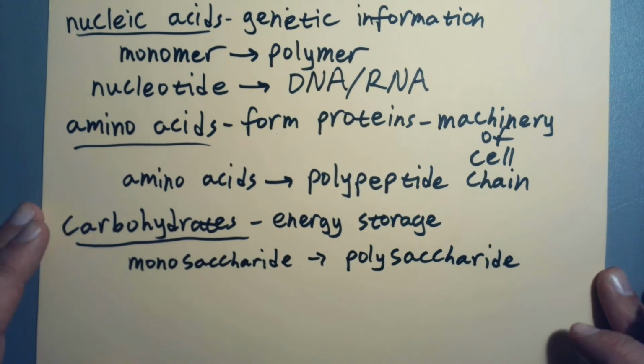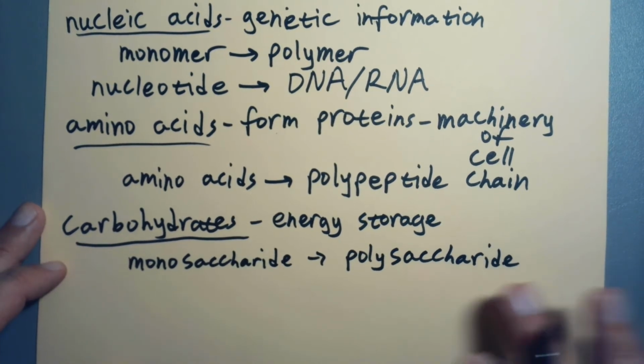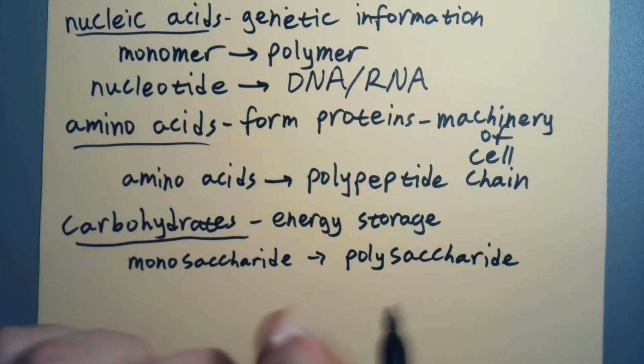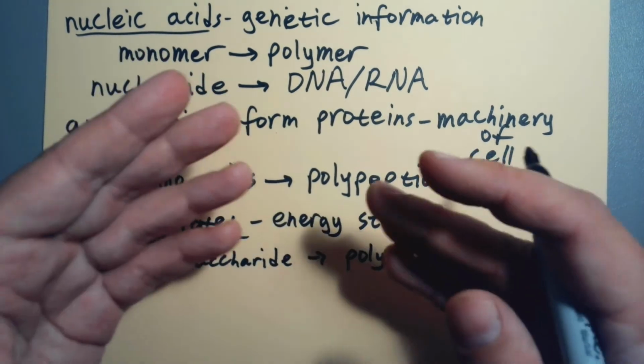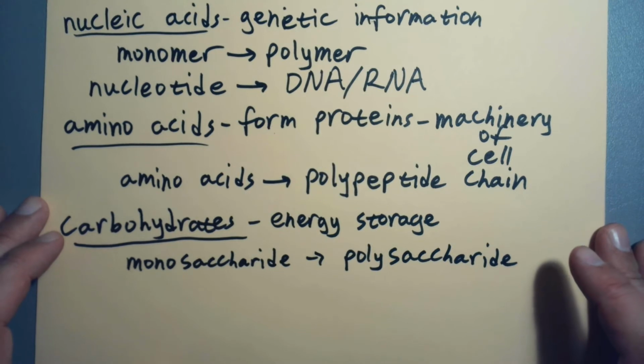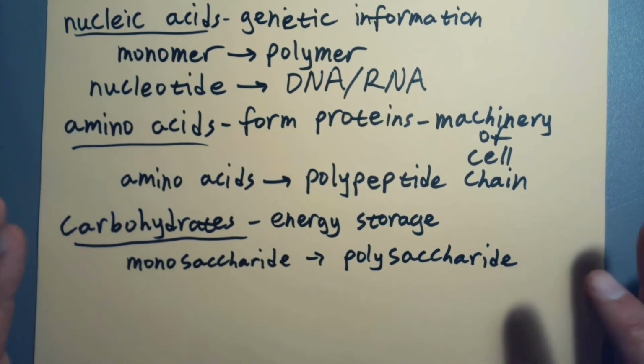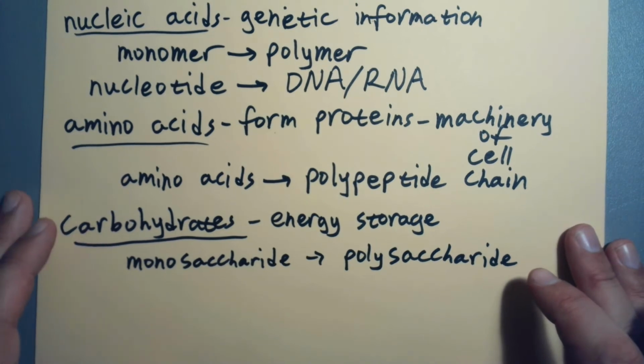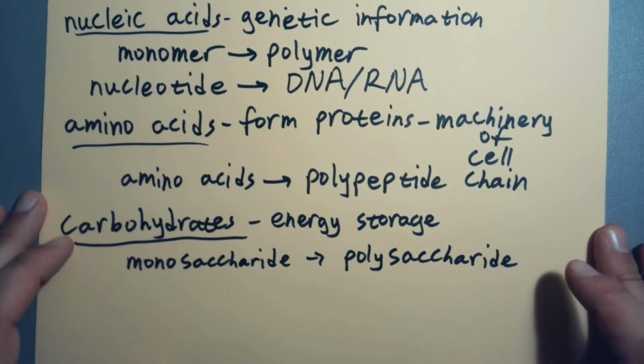So table sugar, sucrose is actually a polysaccharide. It's actually two different sugar molecules put together to make a larger sugar molecule. It's 20 times more delicious than the two by themselves. If you ever had straight up fructose or glucose, you'll know that sucrose wins the day.